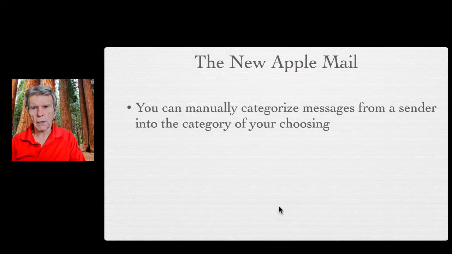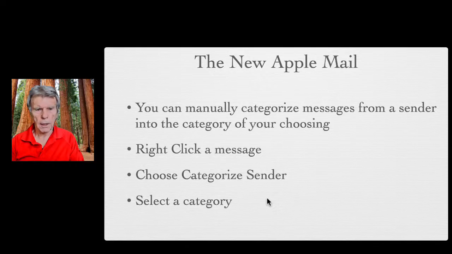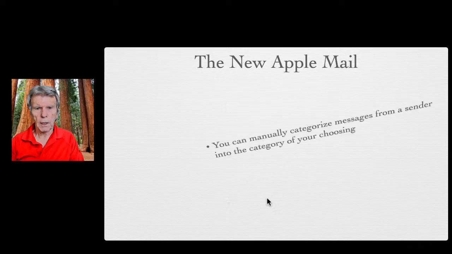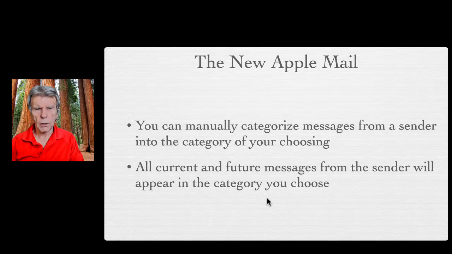So you can manually categorize messages from a sender into a category of your own choosing, and the way you do that is you right-click on the message, then you choose Categorize Sender, and then you select the category that you want that sender to be in. And once you manually categorize a message from a sender into that category that you chose, all current and future messages from that sender will appear in that category.